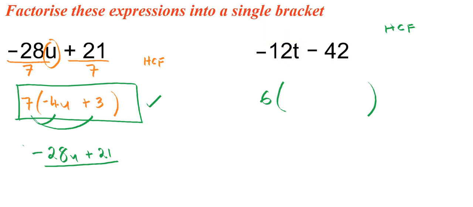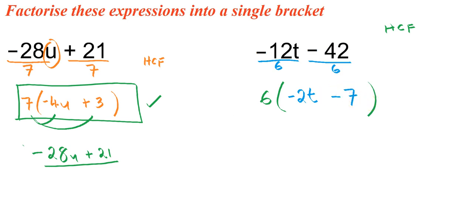Next step, we say, okay, so what is negative 12 divided by 6? Well, the answer to that is negative 2, and then we add in this variable. And then the second thing we do is negative 42 divided by 6, and the answer is negative 7.